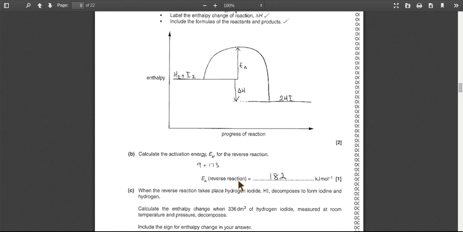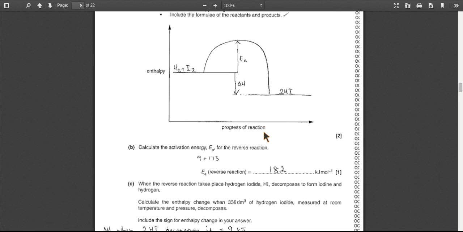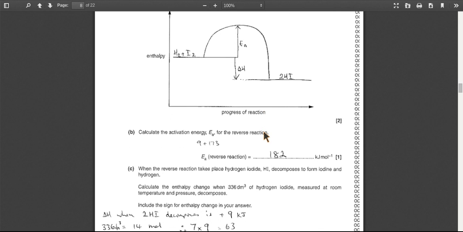The activation energy for the reverse reaction, so if you imagine you were starting here, that was your reactant and you were making these products, and obviously you've got to climb up to there first, so that's going to be 9 kilojoules per mole, and then you add on that 173, so that's 182. Gets a bit tricky now.